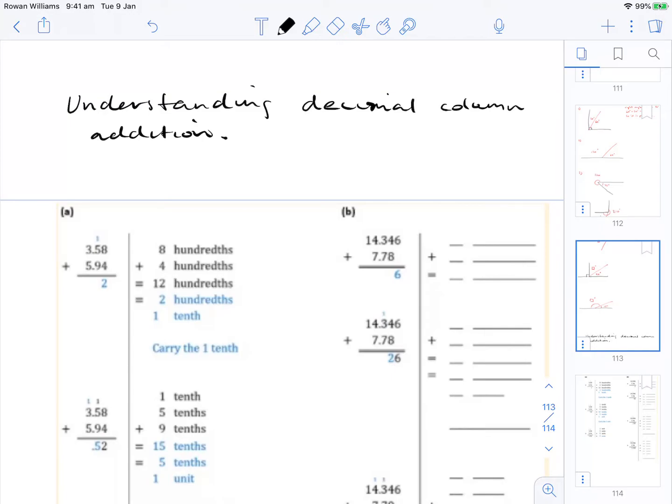Alright, so we're going to have a look at understanding decimal column addition, which can be a tricky module because any of the ones with understanding in them are going to be one of those ones that doesn't ask you to actually do the algorithm or do the sum. It asks you to explain what's happening. And the trick to getting your head around that is that these little boxes over here, they're actually telling you what's happening each step.